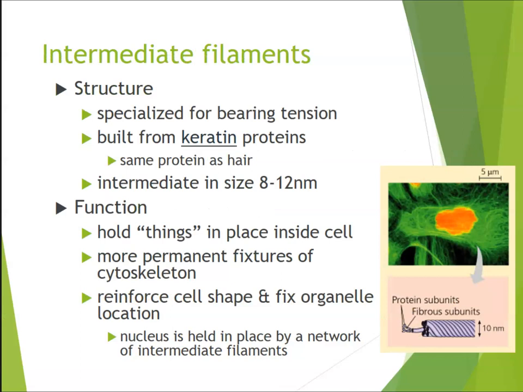And then the intermediate filaments are the last of the cytoskeleton structures. They are the intermediate size, they're in between. Their job is to hold things in place inside the cell. So they create this crisscrossed network throughout the entire cell. Okay, the orange is the nucleus, and the green is all intermediate filaments. So it's a big mesh that holds all of those organelles in place so that they're not just free floating around inside the cell.